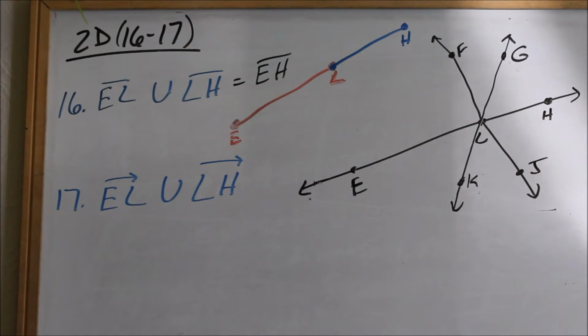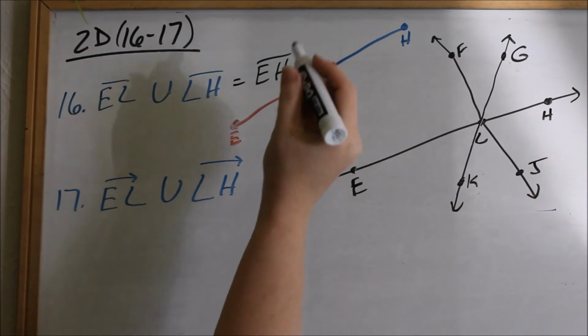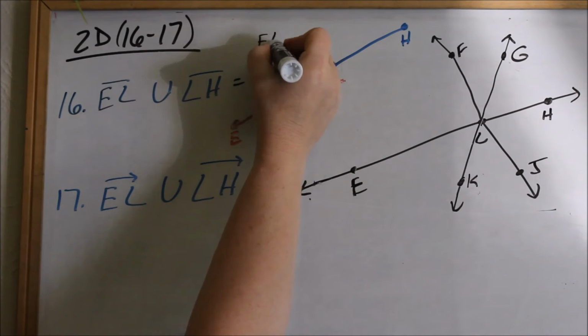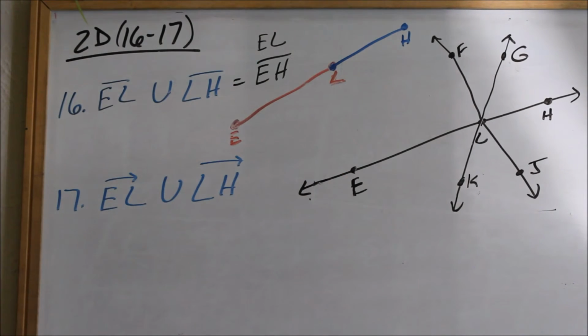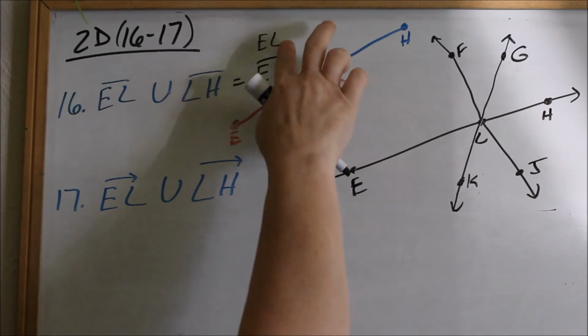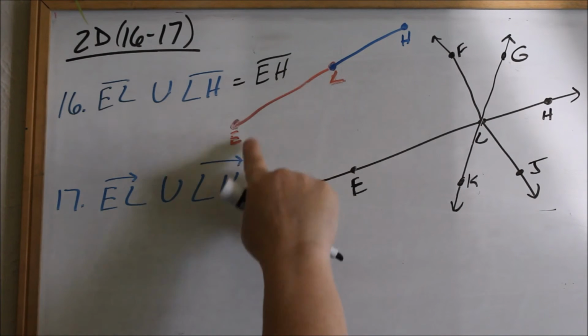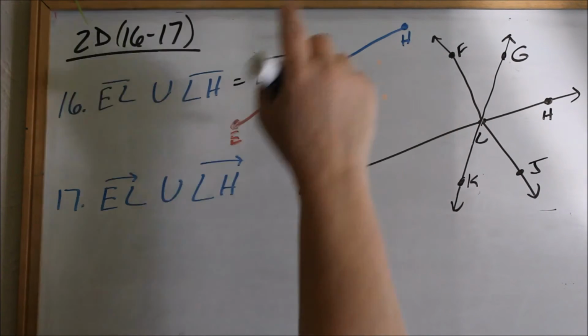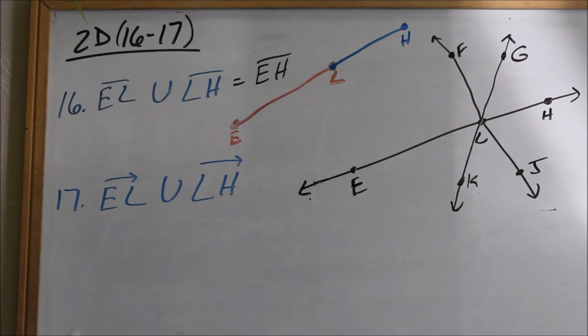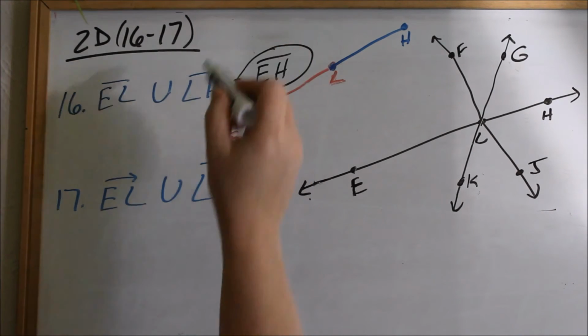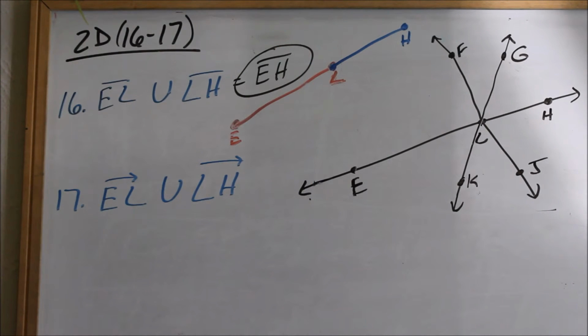Can you name it a different name? Sure. You could also call it line segment... no, you wouldn't call it line segment EL. It's got to be all the way from one endpoint to the other endpoint. So there's really only one good answer. Line segment EH, all the way from this endpoint all the way to H. So line segment EH is what you get when you combine those together.